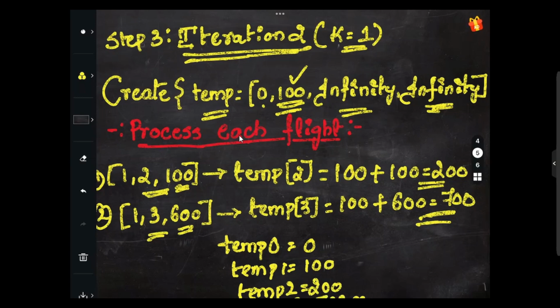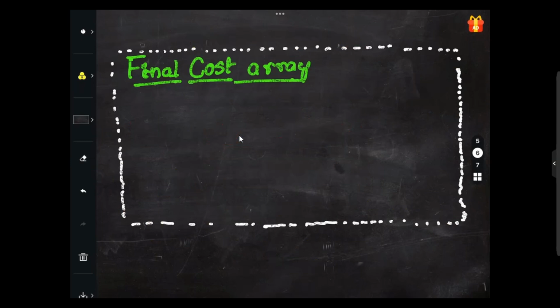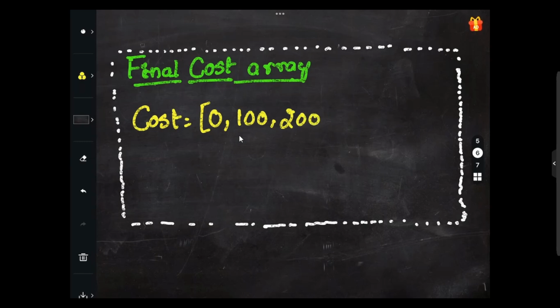So I hope this is clear, right? So the final cost array here would be, I can consider here cost equals temp 1 0, temp 2 100, temp 3 200, and temp 4 finally 700, right? So the cheapest cost from 0 to 3 here is 0 1 2 3. The cheapest cost from 0 to 3 here would be 700, the last one, right?